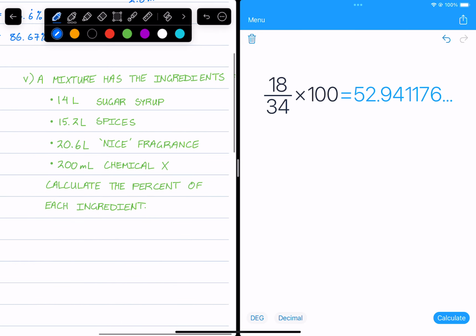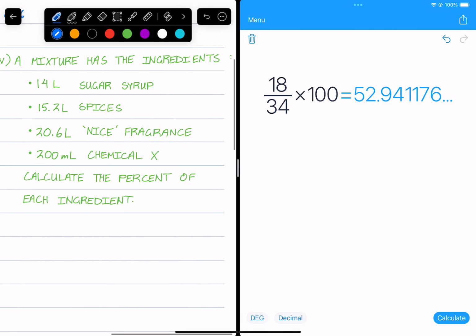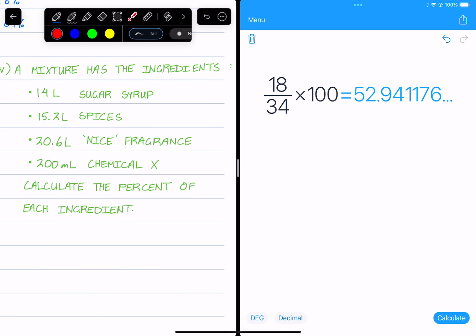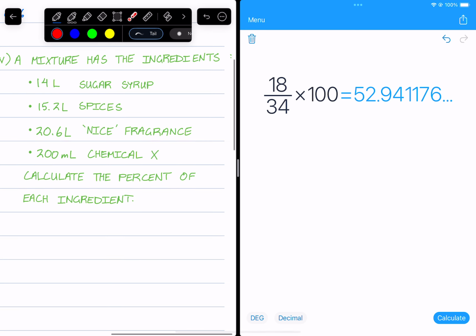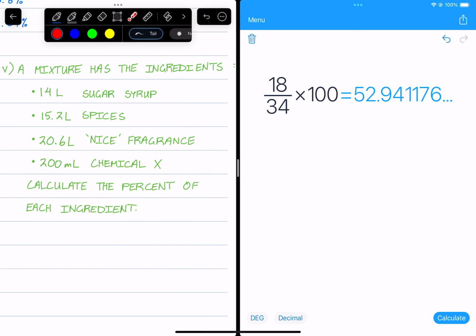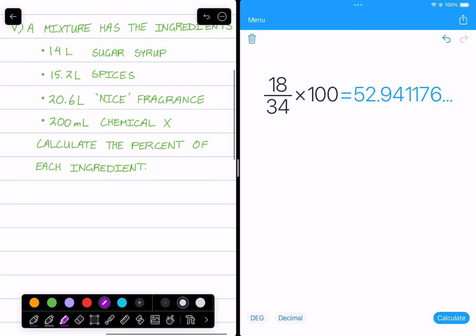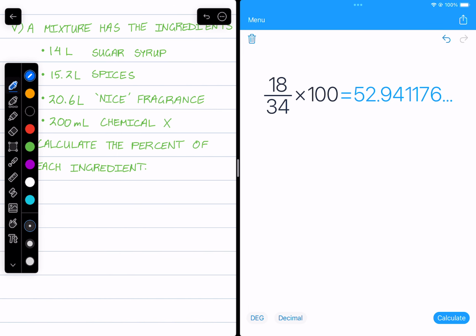And similarly, for this last example, we have this mixture that I just made up. You have 14 liters of sugar syrup, 15.2 liters of spices, 20.6 liters of nice fragrance, and 200 milliliters of chemical X. We're being asked now to find the percentage of each ingredient. So for this, it'd be worthwhile calculating the total first. So let's go about doing that.